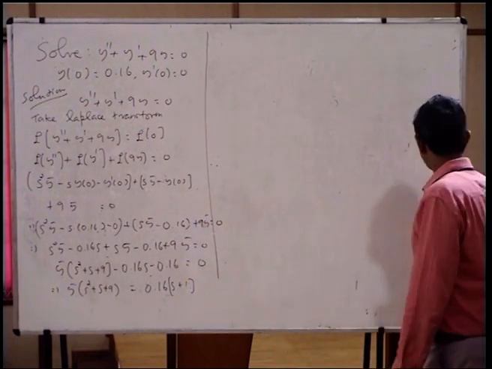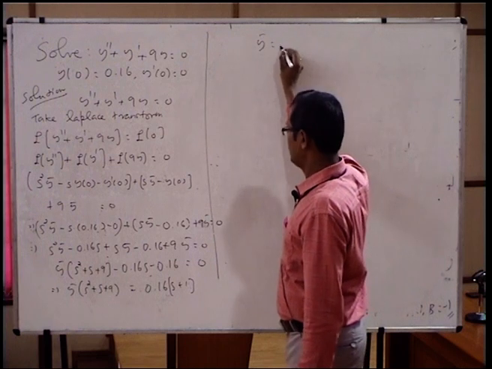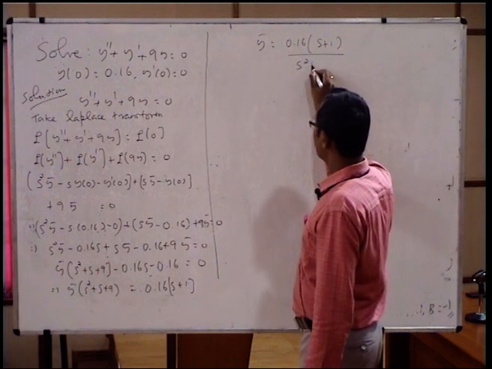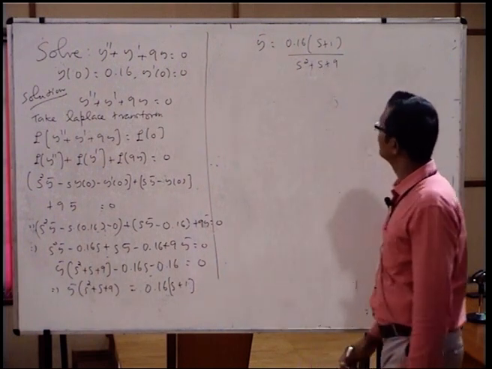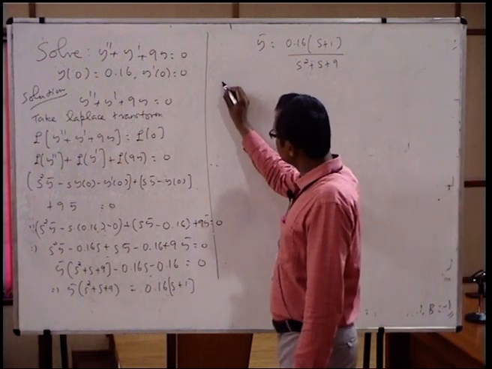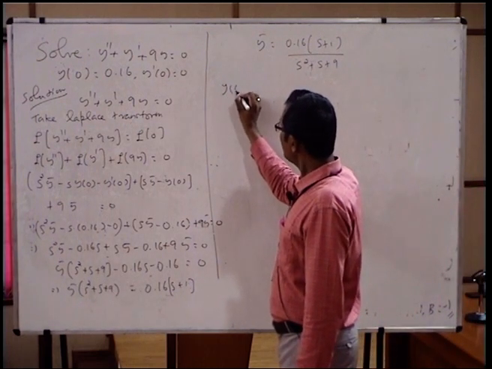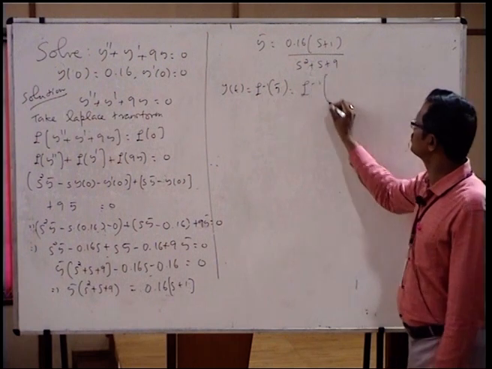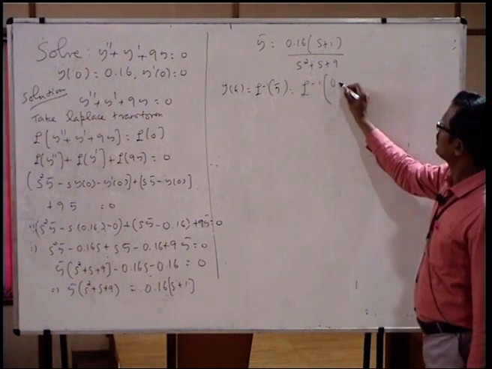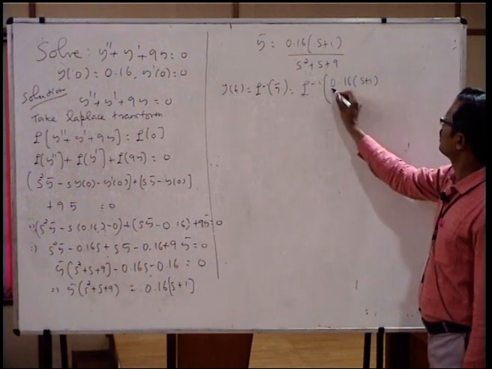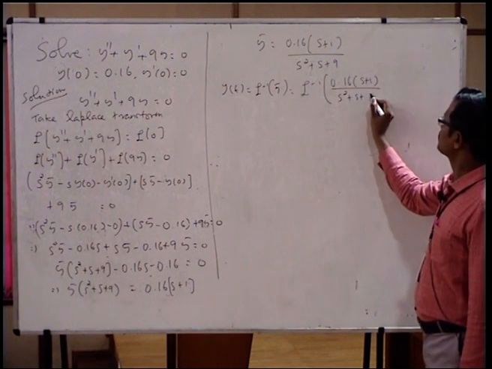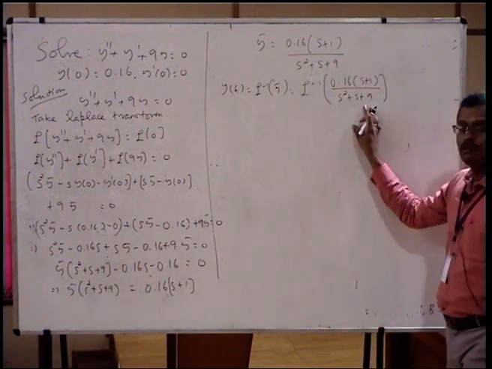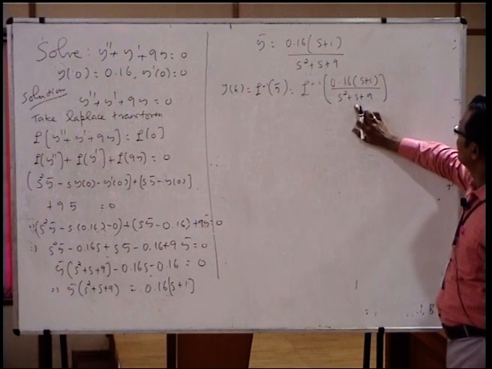Therefore, y bar equal to 0.16 into s plus 1 divided by s square plus s plus 9. Hence, the required solution y of t, which is L inverse of y bar, is obtained by taking the inverse transform of RHS, that is 0.16 into s plus 1 divided by s square plus s plus 9. Now, here we can apply the square completion procedure.